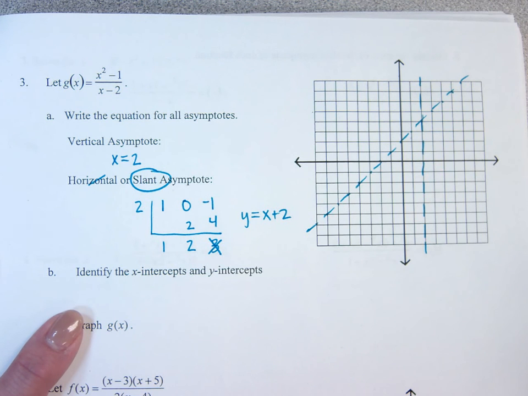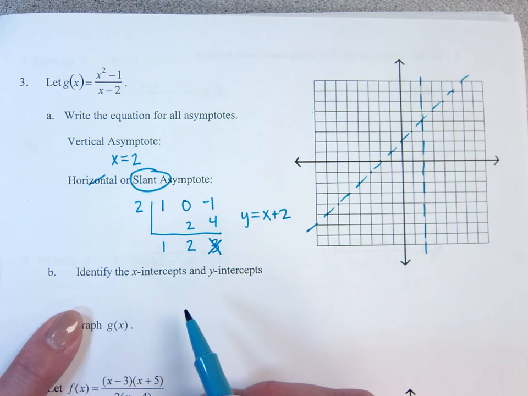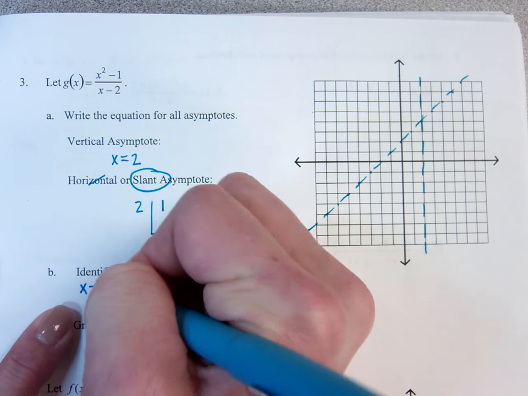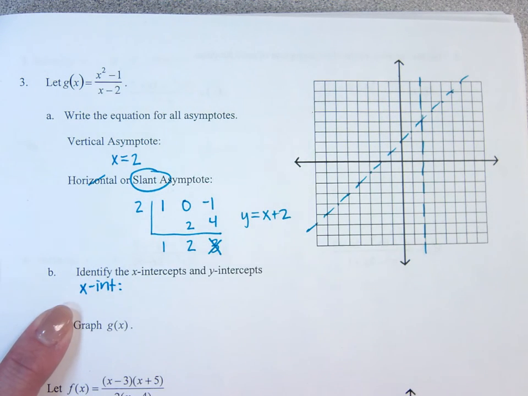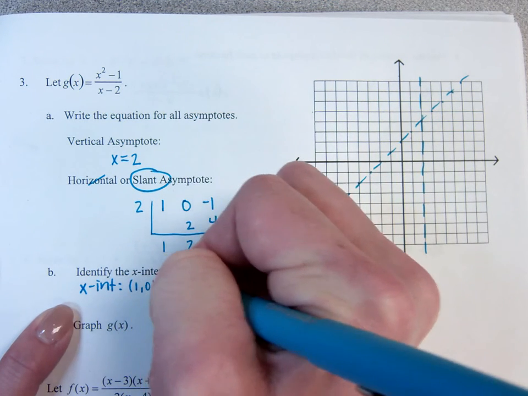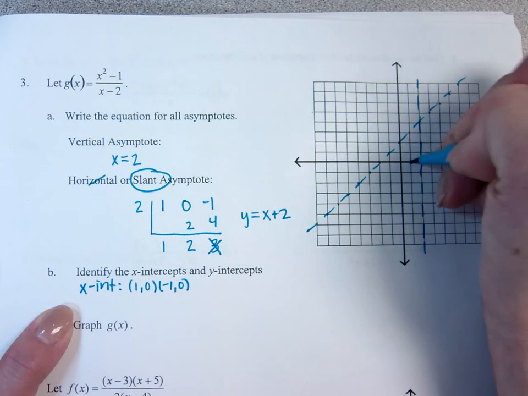To help us figure out where our graph lies, we can identify the x-intercepts and the y-intercepts. For the x-intercepts, it's still the same rules. You're looking at what makes your numerator 0. So that's going to be (1, 0) and (-1, 0). You can put those points on here.